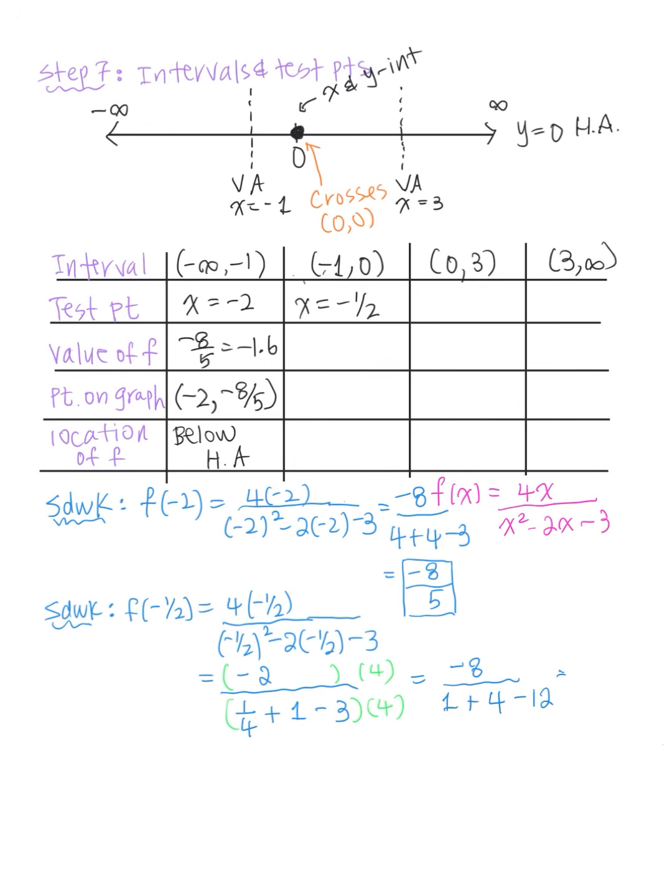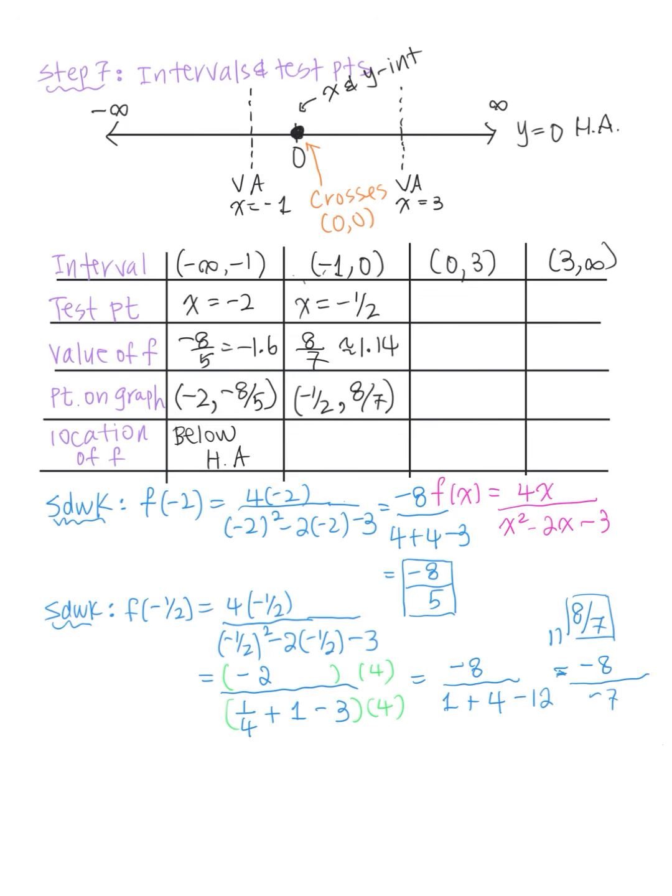So let's just simplify. That's going to equal -8 over 1 plus 4 is 5, and 5 minus 12 is -7. So it looks like we're going to have 8/7. Let me fill in the box. What we just computed was 8/7, which is approximately 1.14. So the point on the graph: our x value was -1/2, and our y value is positive 8/7.